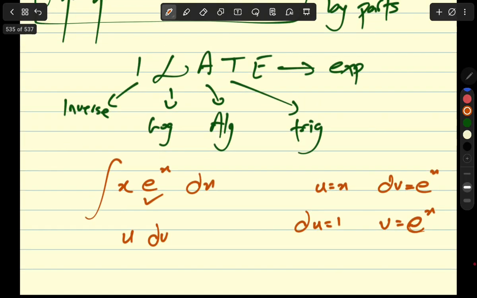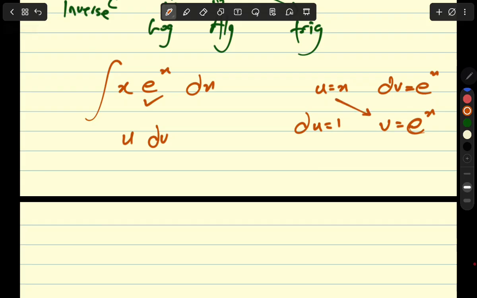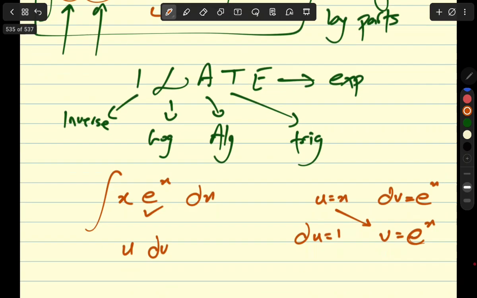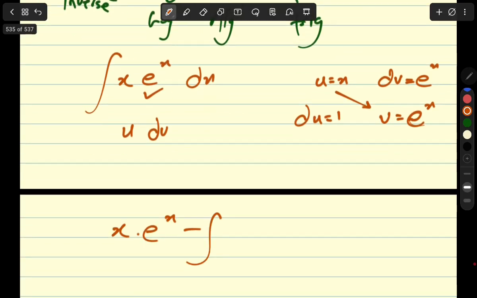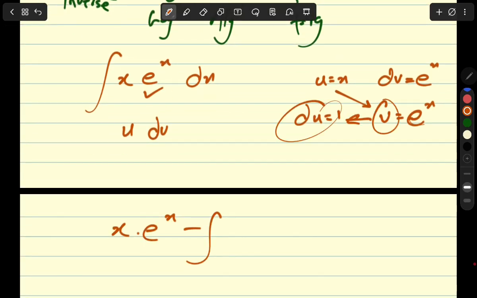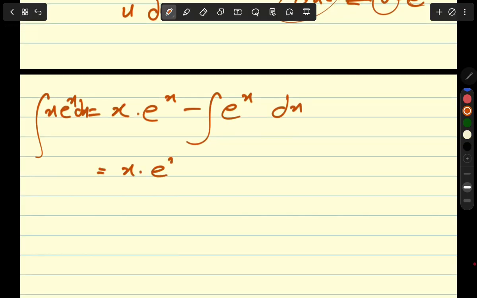So now the formula is what? It is u times v. So we are multiplying this with this. So I'm going to write x times exponential of x, and then there's a minus integral, and then we have v du. So we multiply it together. So this is going to become exponential, and we put a dx. Okay, so can you see that this is going to become x e^x minus the integral of e^x, which is nothing but e^x, and there's going to be a constant of integration, and that's the integral of x e^x dx.